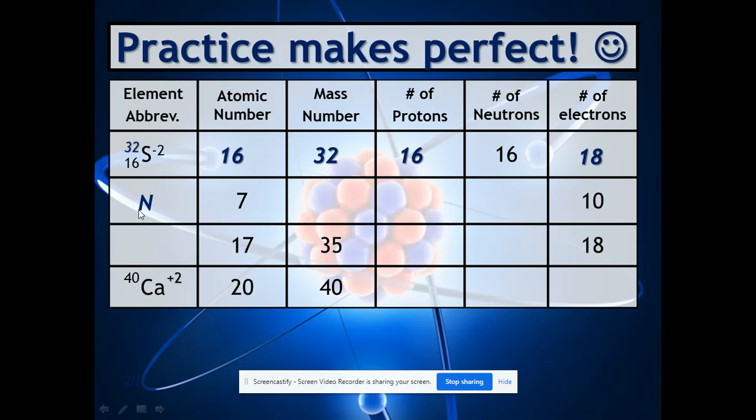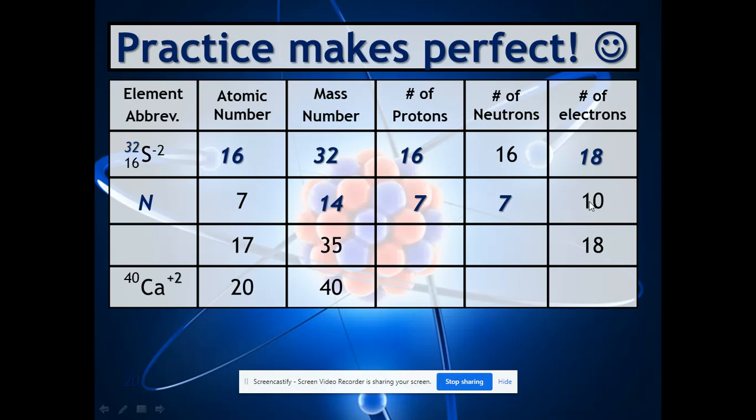Okay, and I can put my 7 down here for, oops, sorry, I'm going to come back to that one, I guess. So what is my mass number? I'll go ahead and look that up on my periodic table. So that rounds to 14. My number of protons also has to be 7. Now my number of neutrons is still the same: my mass number, 14, minus 7, which is also 7.